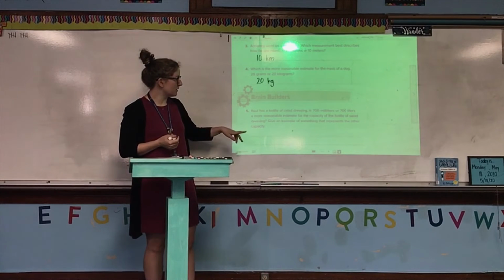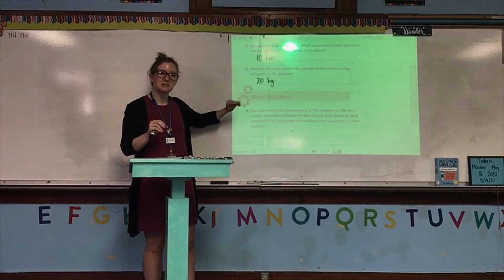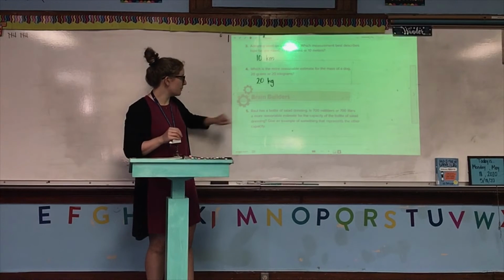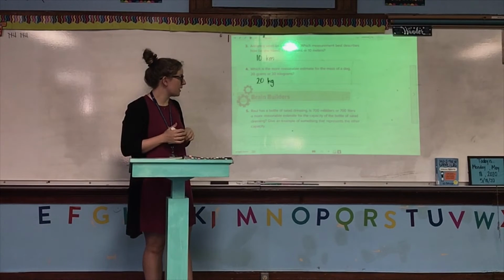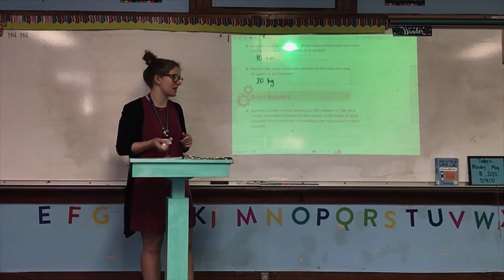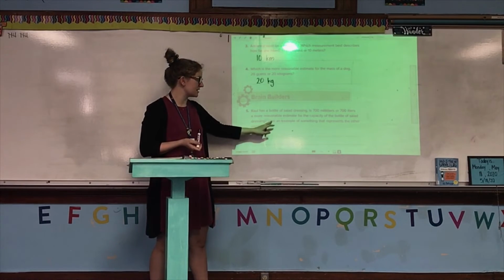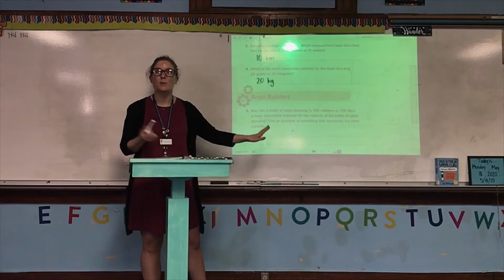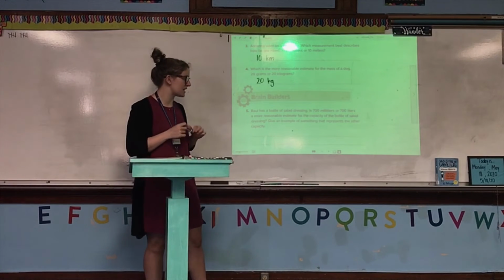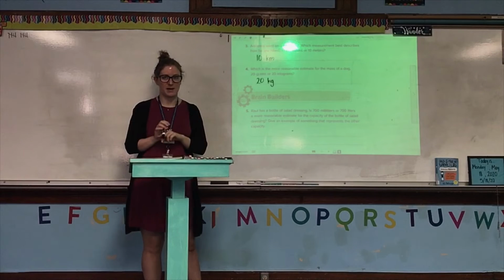Okay, at least medium-sized dogs do. Okay, number 5. Raul has a bottle of salad dressing. Is 700 milliliters or 700 liters a more reasonable estimate for the capacity of the bottle of salad dressing? Now I know this second part isn't in yours, but we're going to answer it anyway. It says, give an example of something that represents the other capacity.